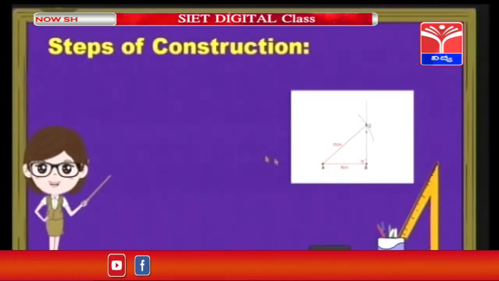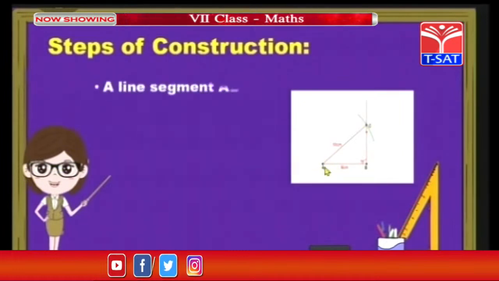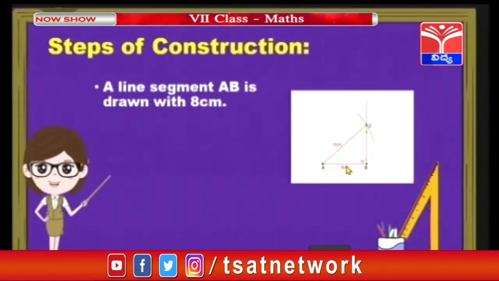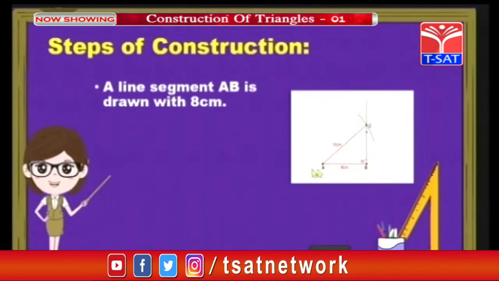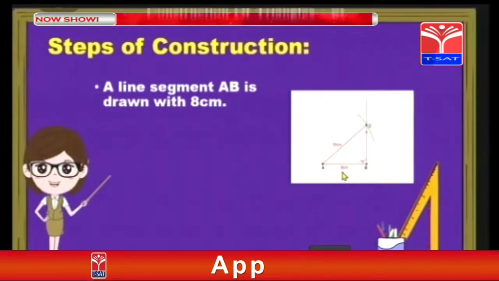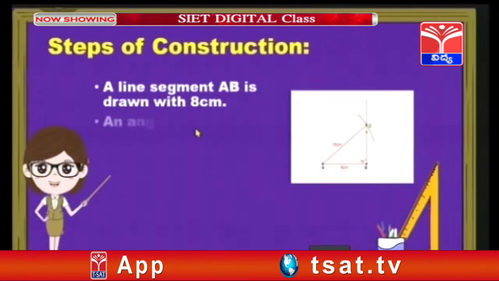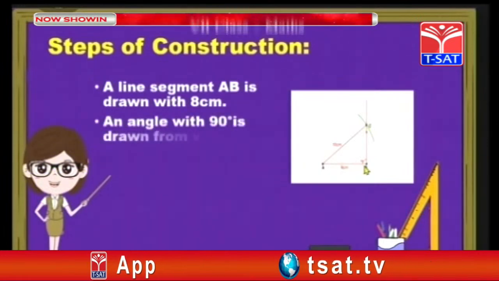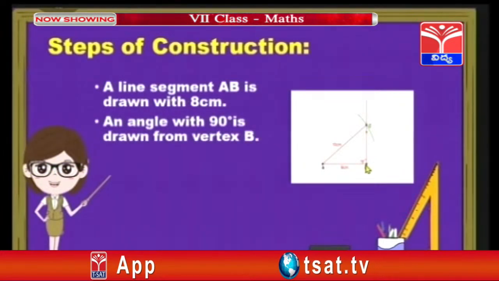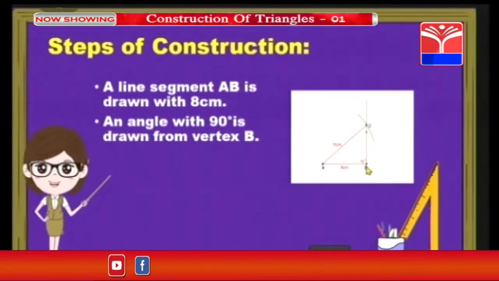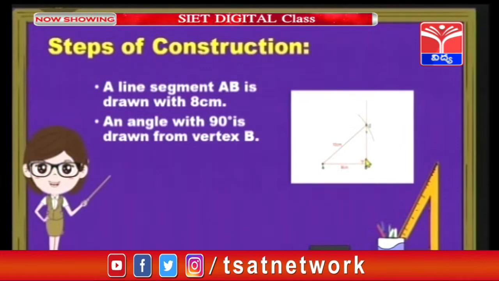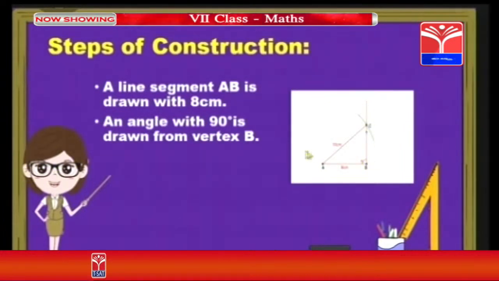So, first, what have we done? AB line segment, have drawn a line segment AB with 8 centimeters. Next, angle B, I repeat, angle B 90 degrees. From vertex B, I have drawn a line, angle 90 degrees with the help of protractor.